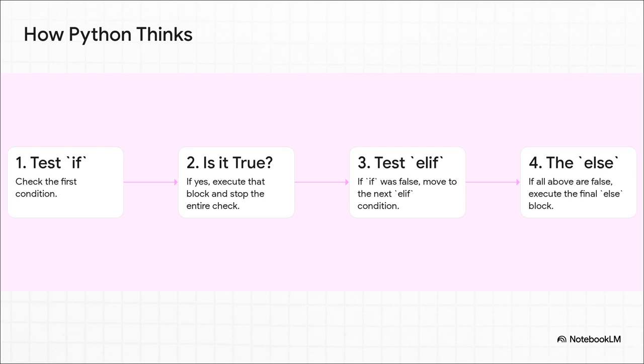Now, this is the really crucial part to understand. Python reads this from top to bottom. And the very second, the instant it finds a condition that's true, it runs that code block and then, and this is the key, it completely ignores the rest of the chain. It just jumps out. It doesn't even bother looking at the other elif or else statements. Only one path gets chosen.